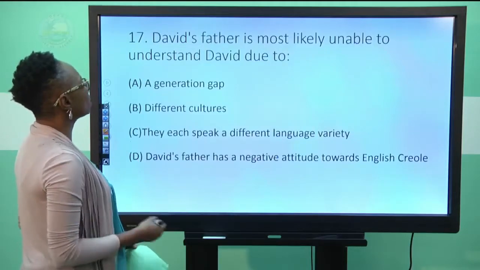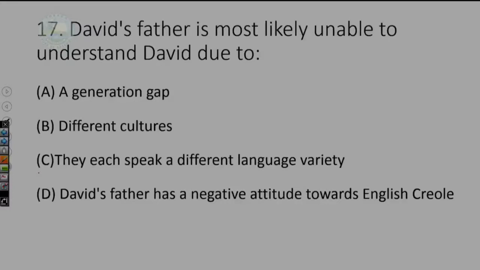Number 17 says, David's father is most likely unable to understand David due to what? And because we identified that it was slang that David was using, and that slang is generational, it is a language variety that we see within generations. If we look at our options, A says a generation gap, B says different cultures, C, they each speak a different language variety, D, David's father has a negative attitude towards English Creole. From our prompt, it was a matter of David's father not understanding what his son said. So it's not about a negative attitude. We see that they are both using different language varieties, but we can come back and look at it. B says different cultures, but it's David and his father. They're in the same space, in the same home, within the same culture. So we can eliminate B.